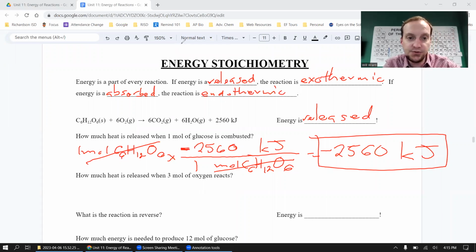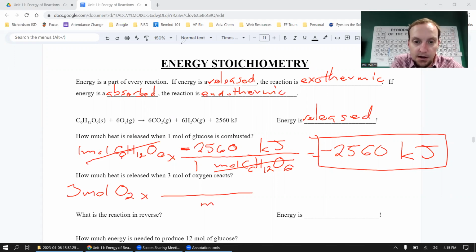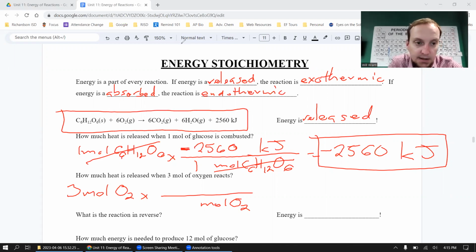It says how much heat is released when you have 3 moles of oxygen, okay? Not glucose, this time oxygen. So I'm going to take, very similarly, my number, my unit, and my compound, and then move my unit and my compound down here in order to cancel out. Again, I need to convert up. I need to have some sort of relationship so I could go from oxygen into my heat. Heat, of course, is my kilojoules. So I'm going to go ahead and put my kilojoules here. I'm going to go ahead and put the number 2560. And again, it's on the right side of the arrow, so that has to be negative.